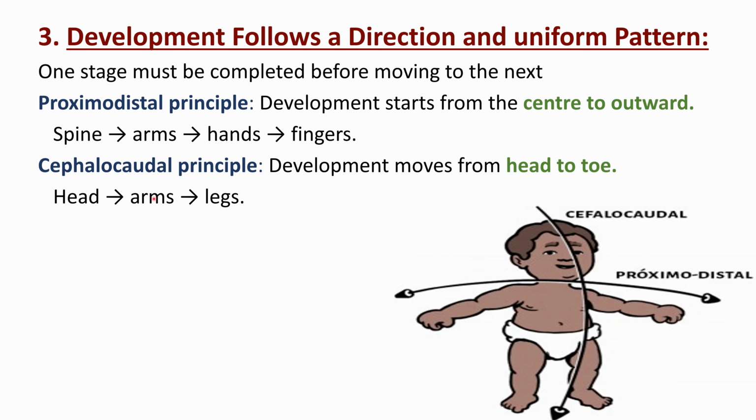And the second pattern is the cephalocaudal principle. This means that development occurs from head to toe. For example, a baby first gains control over the head and neck, then the arms and trunk, and finally the legs and the feet. This is why a baby can hold the head up before learning to sit, stand, or walk. So overall, development follows a definite direction and pattern, moving from head to toe and from the center of the body outward. That's the third principle.